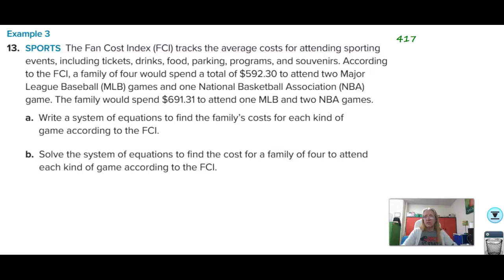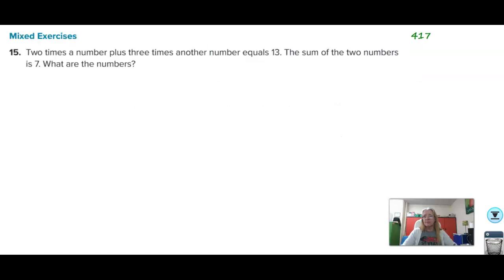Not into the word problem today. Nope, not feeling it. I do like these, though. I might assign you one of these. 2 times a number plus 3 times another number equals 13. The sum of the two numbers is 7. What are the numbers? Okay. So we're working with a number and another number like we did in the beginning part, okay? So 2 times a number will make x be a number, plus 3 times another number will make y be another number, equals 13. The sum of the two numbers is 7, so x plus y equals 7.